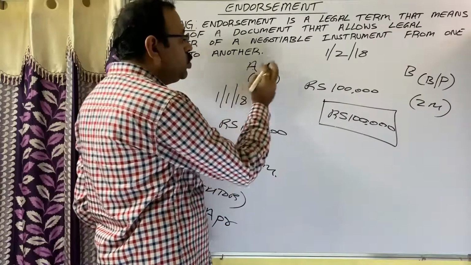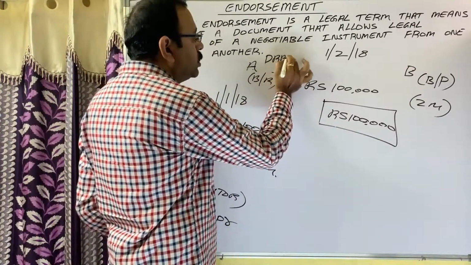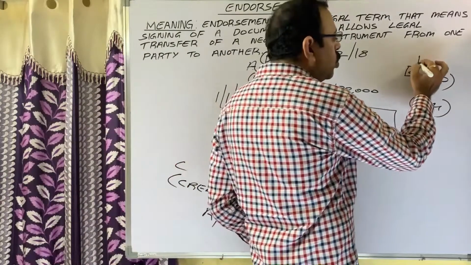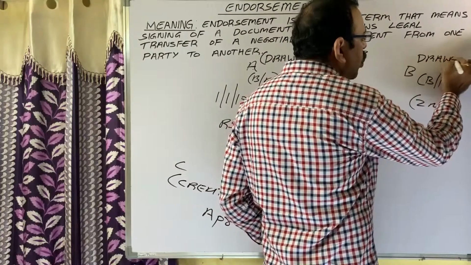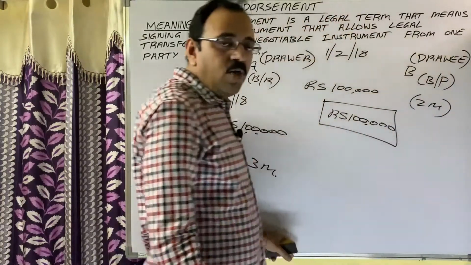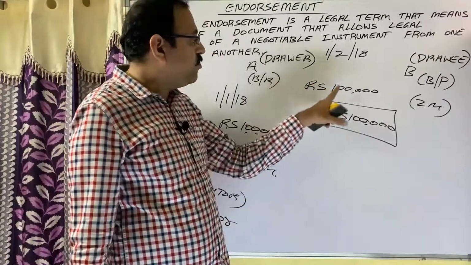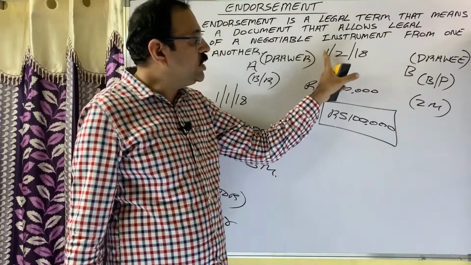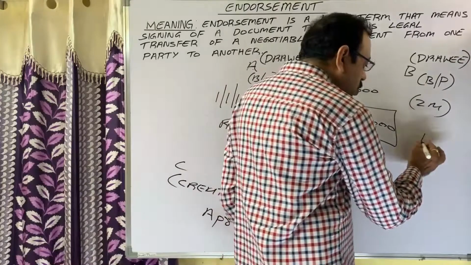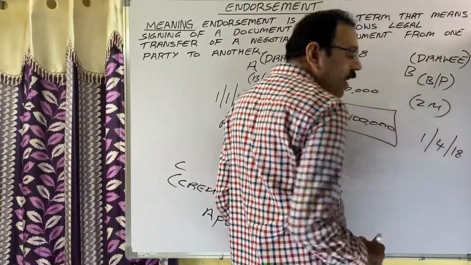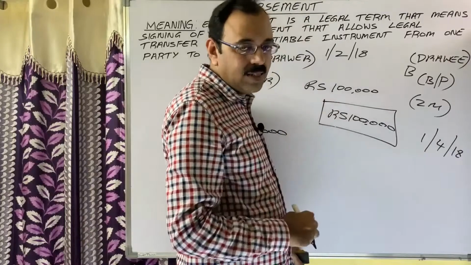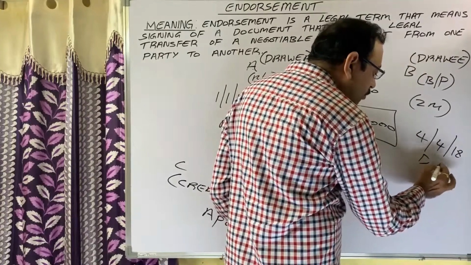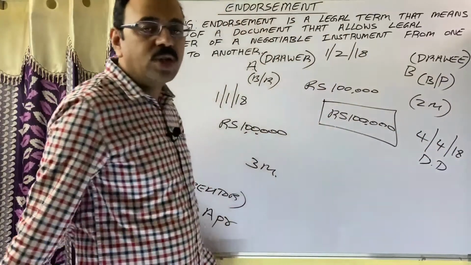Now A is known as drawer. A person who prepares a bill is known as drawer, and a person on whom this bill is prepared is known as drawee. Now what is the due date of this bill? From 1st February we have to count 2 months. So 1st March is 1 month, 1st April is 2 months. To this 1st April 2018 date we have to add 3 grace days: 2nd, 3rd, 4th. So the due date of the bill is 4th April 2018.